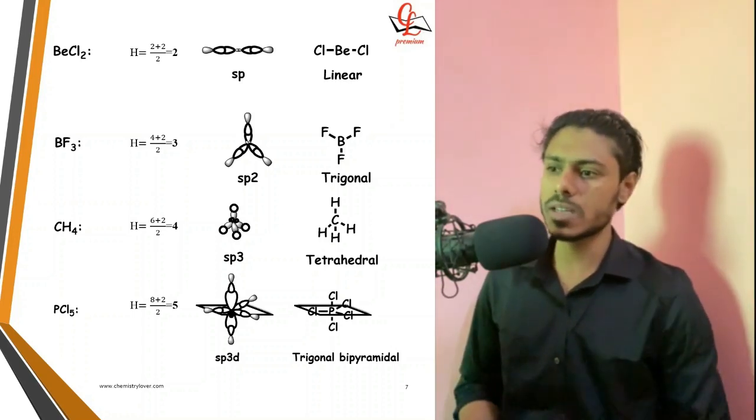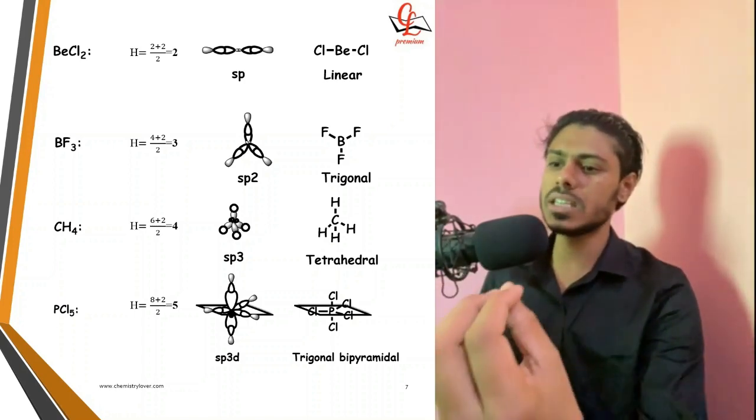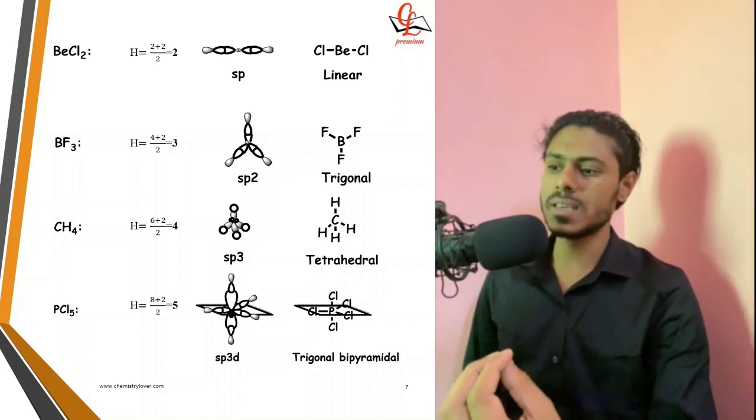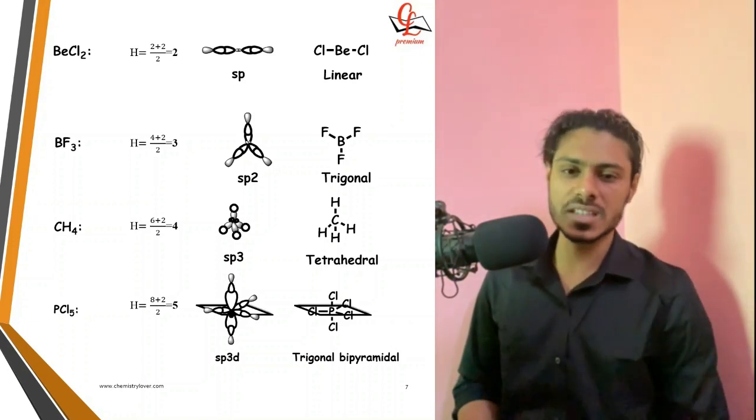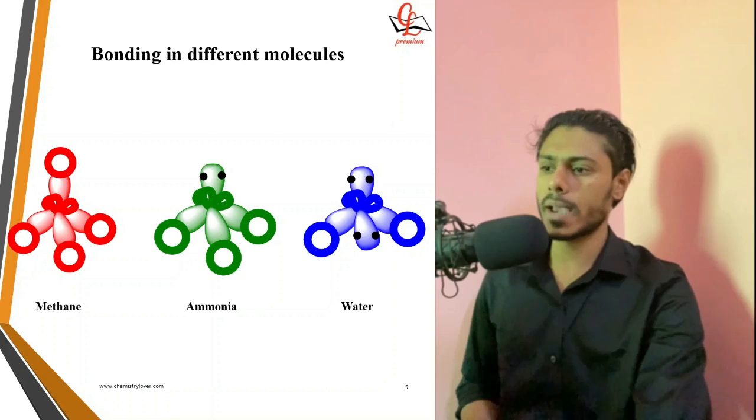Similarly for BF3, if you put all the values, the number of valence shell electrons in boron, you get sp2 hybridization and the structure will be trigonal. For methane it is sp3 and the structure is tetrahedral. For PCl5 it is sp3d hybridization and the structure is trigonal bipyramidal. Now let us go back into this slide.